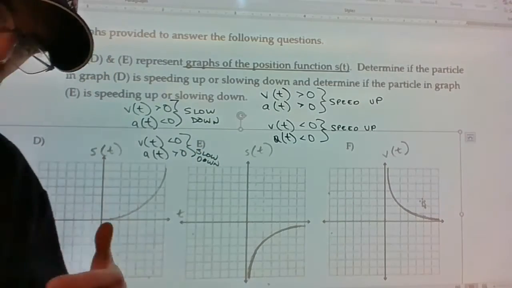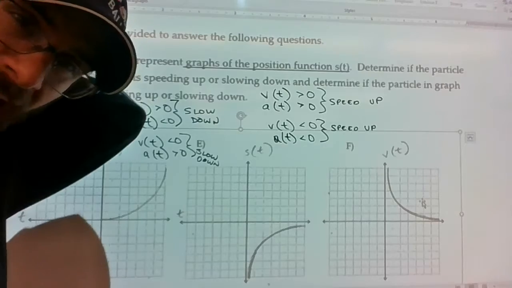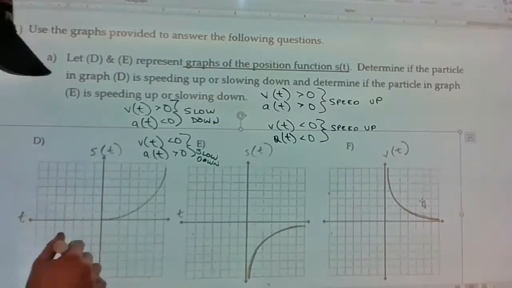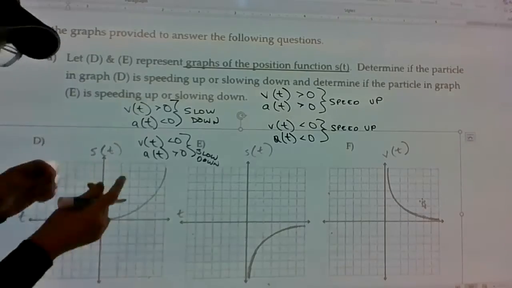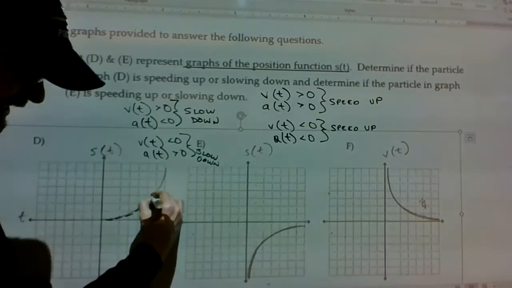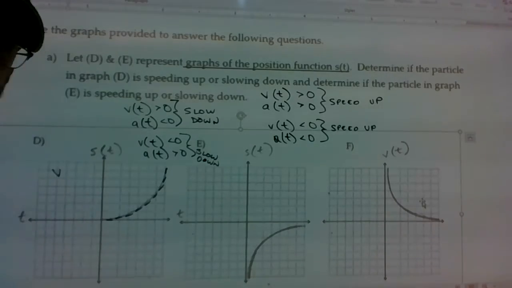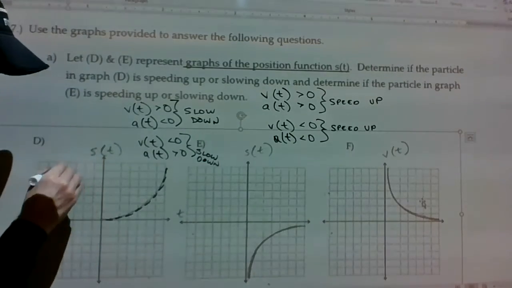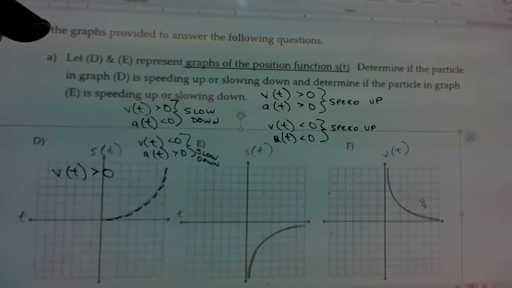So how in the world are we supposed to figure this out given the position function? Well, we did a lot of things with graphs of functions that should be super helpful for us. Here's what I mean. Think of V for part D. Think of the velocity as the slopes of the tangent lines. What can you say about the slopes of the tangent lines? They're positive. So if the slopes of the tangent lines to the position function are positive, that means that the derivative or the velocity, whatever you want to call it, is always greater than 0.